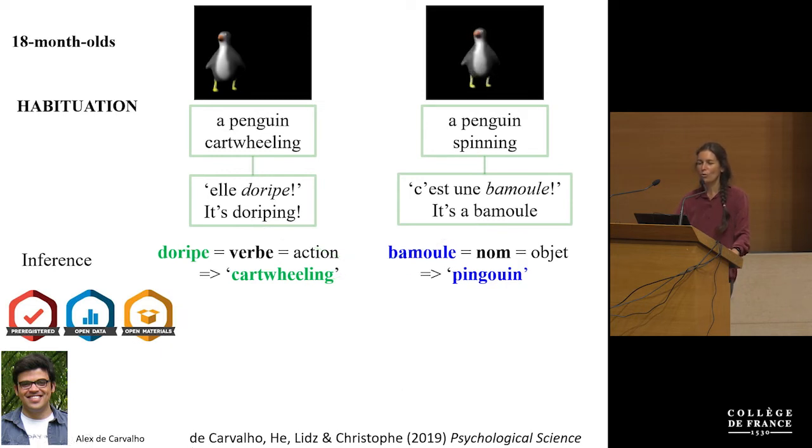Okay, so we adults, when we listen to a novel verb for that particular video, we learn that probably the verb refers to the action, and therefore we infer that doriper means cartwheeling. And when we hear a novel noun for this other video, we infer that probably the novel noun refers to the penguin, and therefore we think that bamoule means penguin. How can we test whether the kids do the same kind of inference?